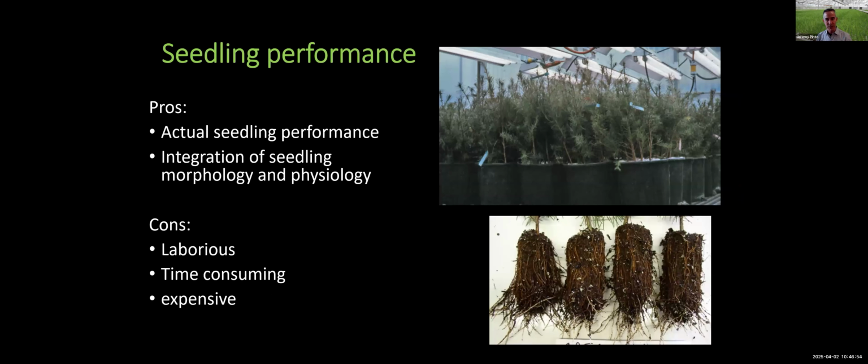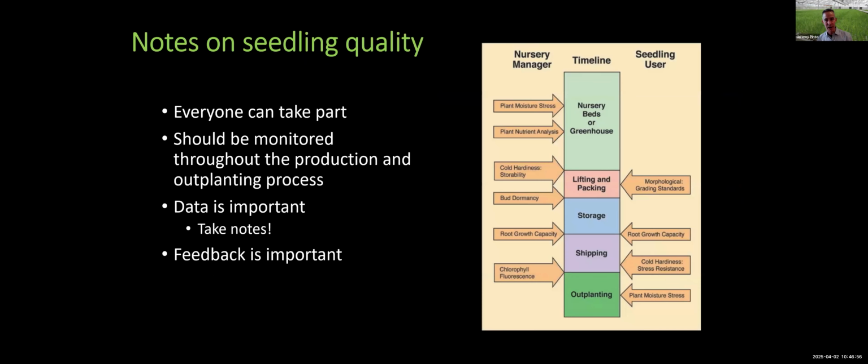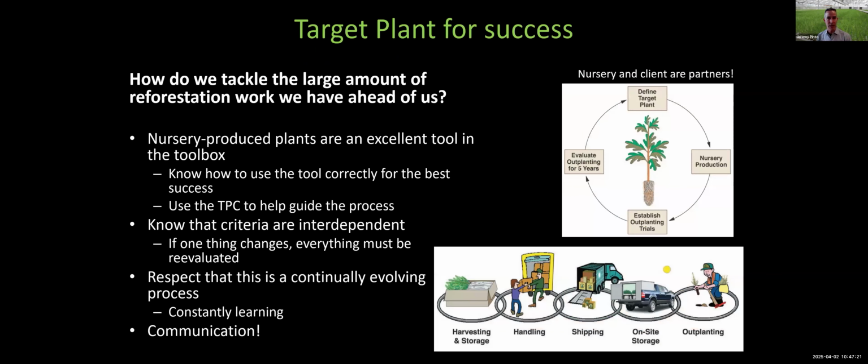Seedling performance is another attribute. I think I'm going to skip that for now, but I want to put some notes on seedling quality: there are a lot of different quality measurements out there. Morphology is the standard to which we hold. But I think it's up to the nursery manager and the seedling user to both talk about all that data, and to collect that data and use that data over time to make assessments on how the seedlings are performing as they come out of the nursery and as they're going into the ground.